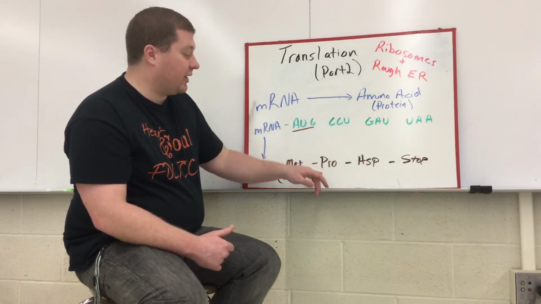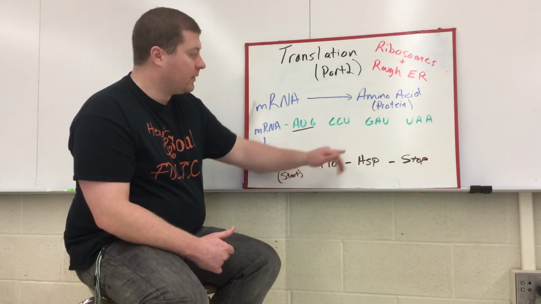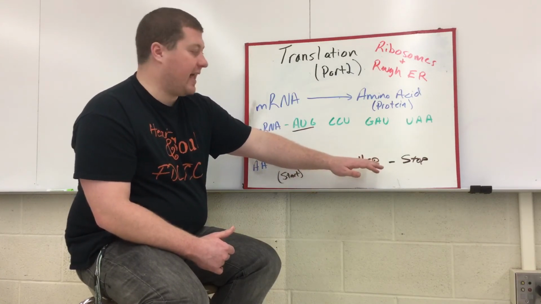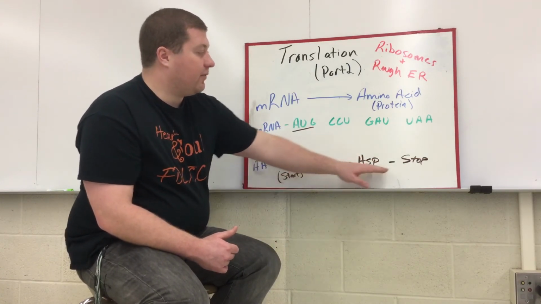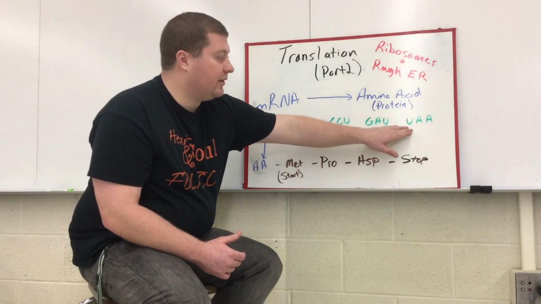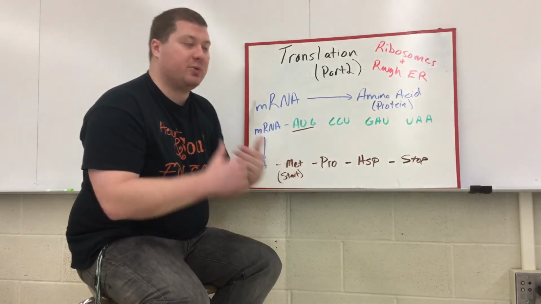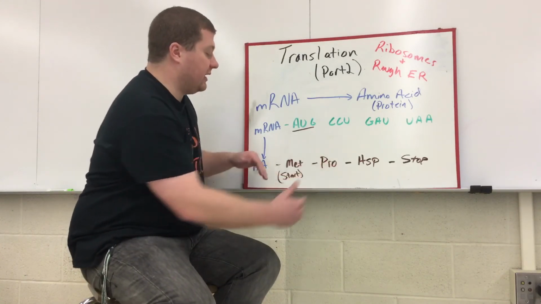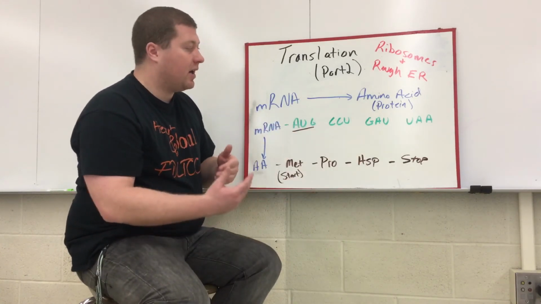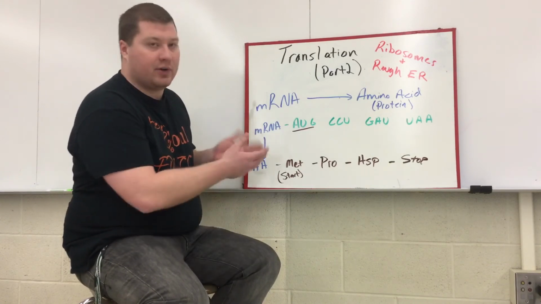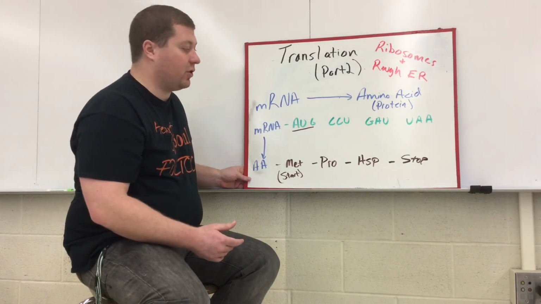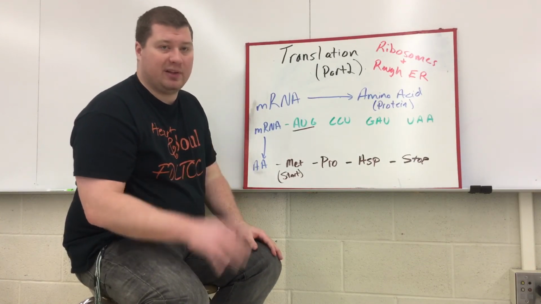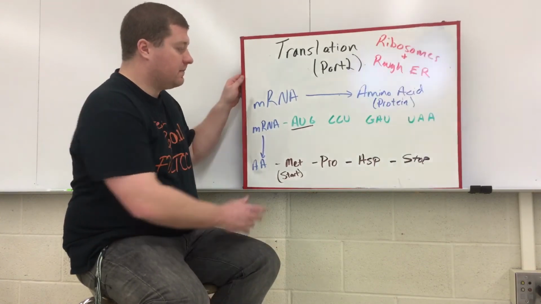CCU, if you look that up on your chart, you'll find that that's called proline. GAU, if you look at that, it's called aspartic acid. And then the fourth one, which I have here, UAA, is actually a codon for stop, which means the protein would stop being built at that point. And so this protein is only 4 amino acids long. Like I said, that's very short. There are no proteins that short. The shortest ones are in the range of 20 amino acids.